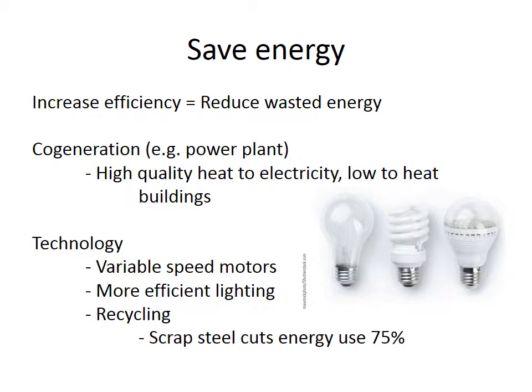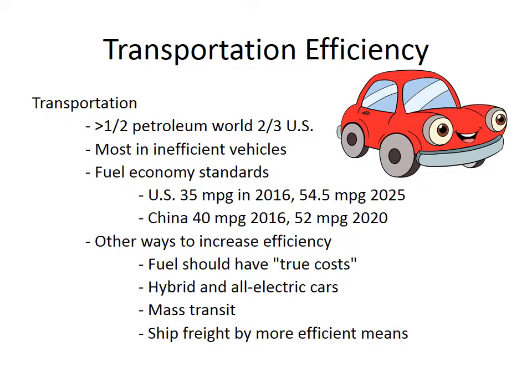Pepsi used to have on their cans years ago that we use just under half the world's petroleum. It's bad because we have really inefficient vehicles. We get 35 miles per gallon. We're hoping to get 54.5 miles per gallon in 2025. I don't think it's going to happen. In China, they're doing about equally bad. Other places in the world have much higher MPG requirements for their cars.